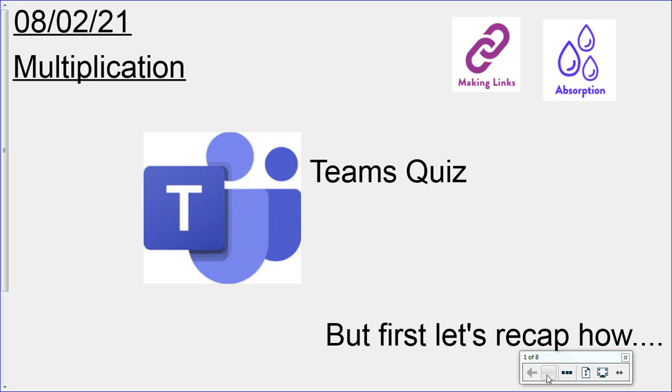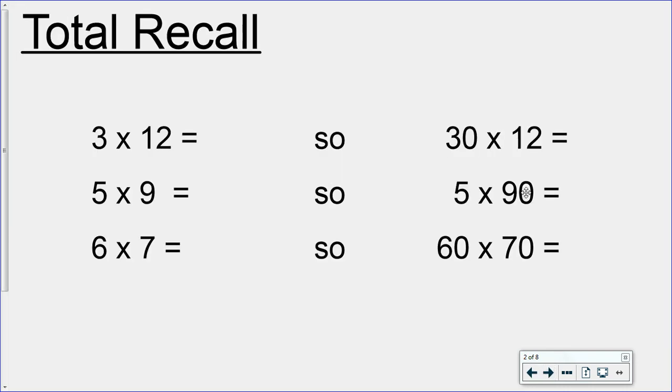Let's start with some total recall first. Can you use your multiples of 10 and 100 links to answer these questions? What is 3 times 12? Work out the answer. So what would 30 times 12 be? What is 5 times 9? Work out the answer. What would 5 times 90 be? And what's 6 times 7? Work out the answer. And so what would 60 times 70 be? Quickly pause the video and just have a go at those in your books.